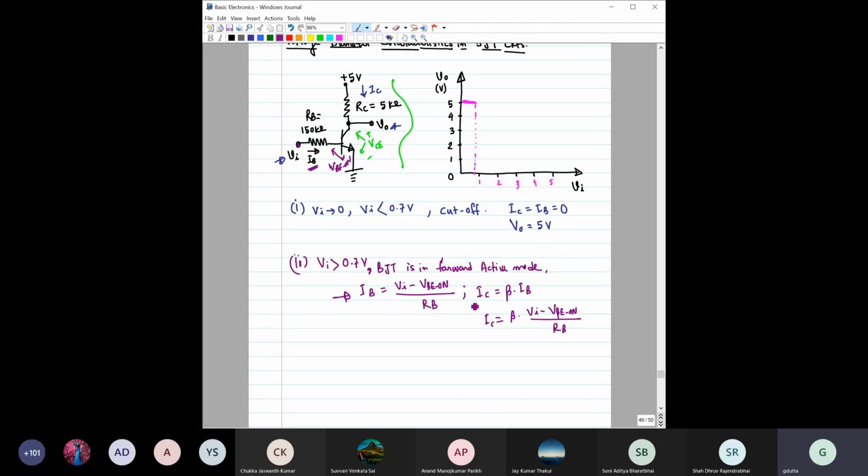Now, if you know IC, you can also find this output voltage. So what will be the output voltage? It is nothing but VCC, that is 5 volt. So let me write 5 volt only. 5 volt minus this IC RC. So IC value you know here. So it is 5 minus beta RC into VI minus VBE on by RB.